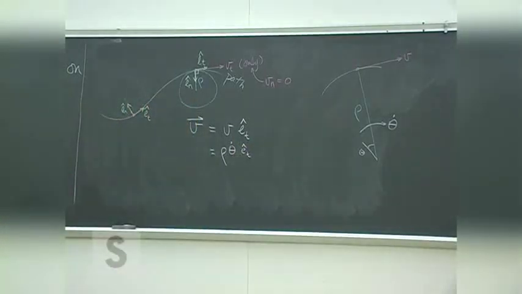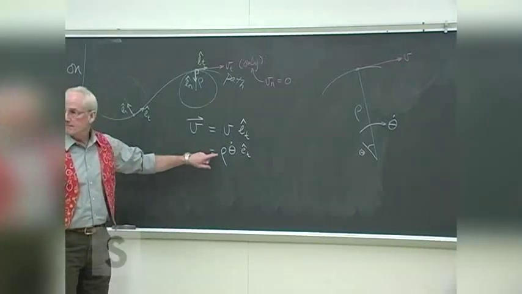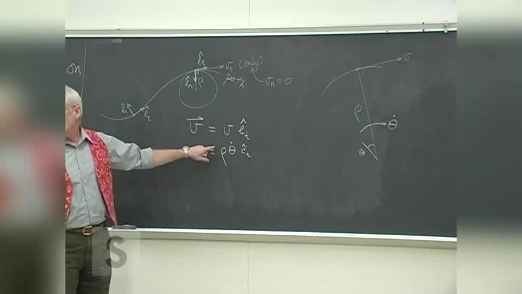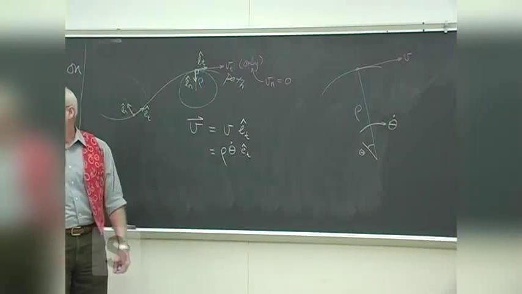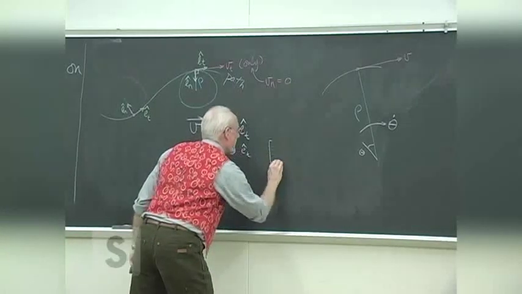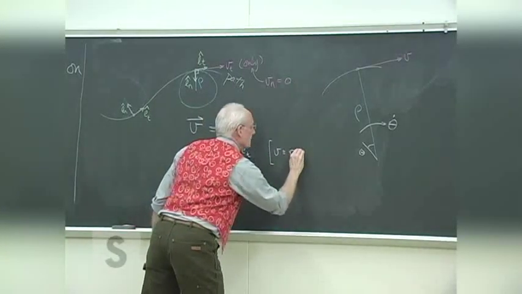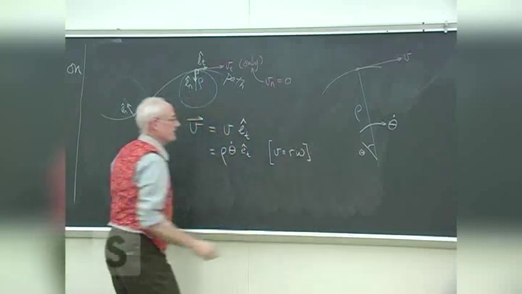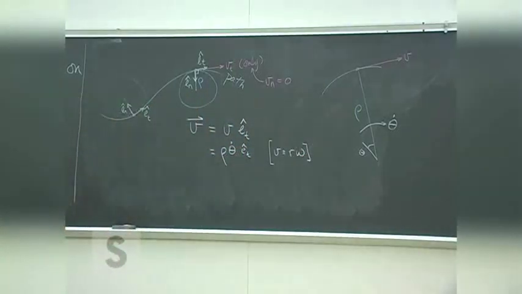That's no different than what we saw for rotational motion in physics 1, where we had v equals r omega for motion along a circle, or rotational motion. That's just v equals r omega from physics 1. So that's not like a big break from something we've done before.